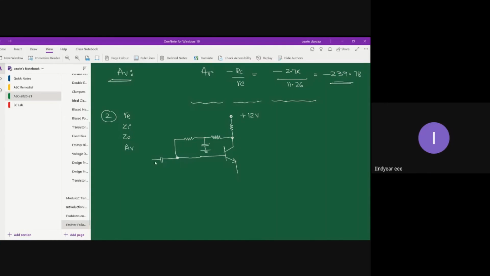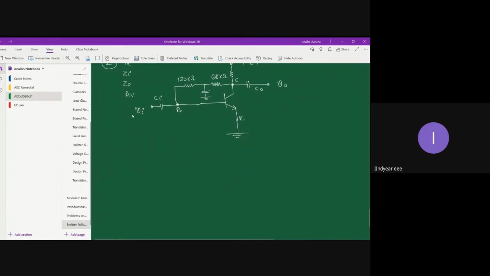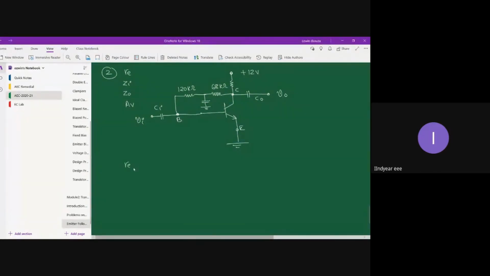So this is your input coupling capacitor. And this is V0, C0, Ci. This is 120 kilo ohm and this is 68 kilo ohm. Collector, base and emitter. They have given emitter at ground potential, right? So this is the circuit. You need to determine RE, ZI, Z0 and AV. So how do you solve? To solve this, first you have to construct the RE model.